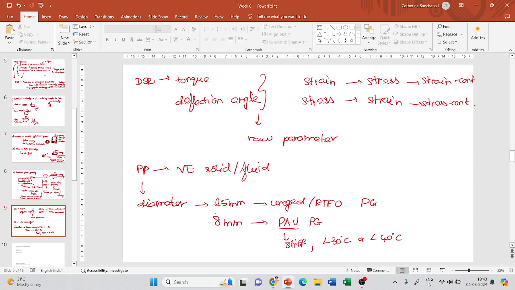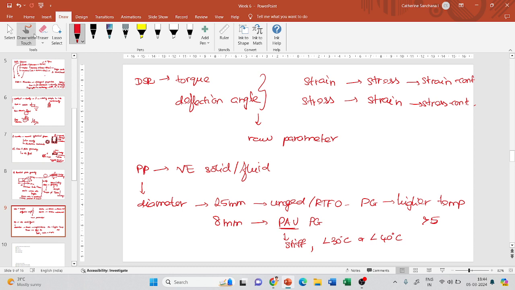At 25, these tests are done at higher temperatures, right? Not greater than 50, it can be 42 also. So it is done at higher temperatures. If you see the high temperature PG, it starts from around 48 or so. So in that case, you will go with a 25 geometry. Why? Because the sample is not that stiff.